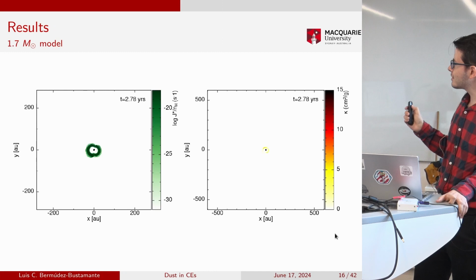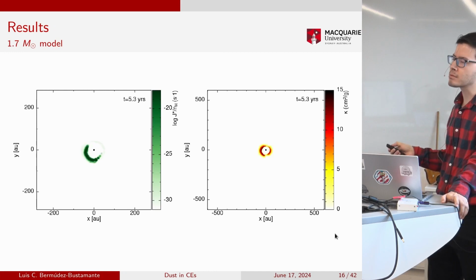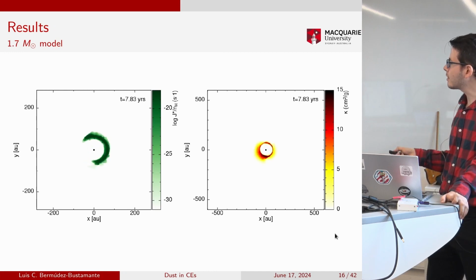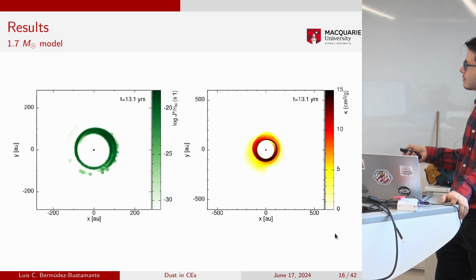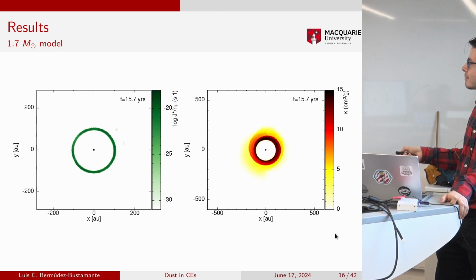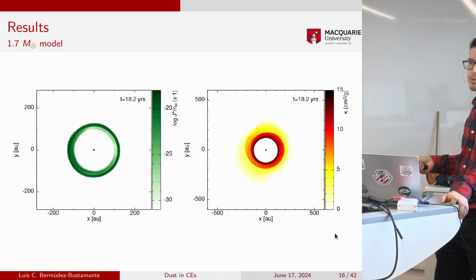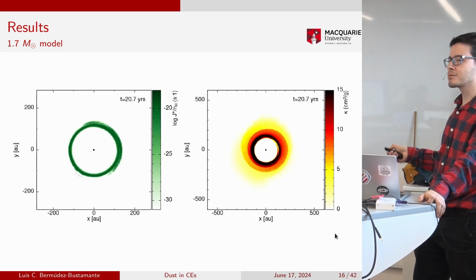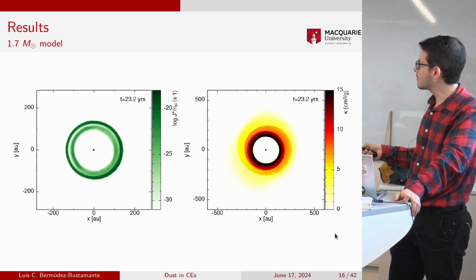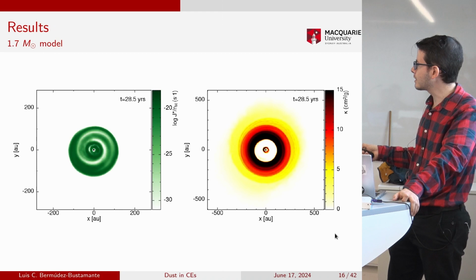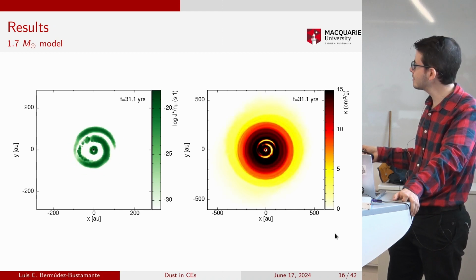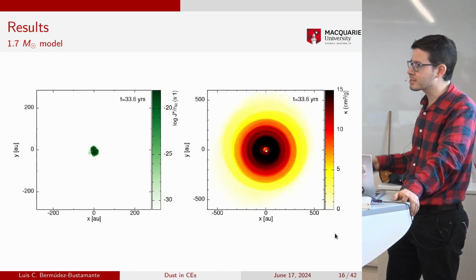Okay, now this is a movie. This is a video of the formation rate, the nucleation rate, to the left in the orbital plane for this model, the 1.7 model. And to the right is a movie of opacity. Darker colors indicate more material that is more opaque, and with lighter colors, the opacity is lower.